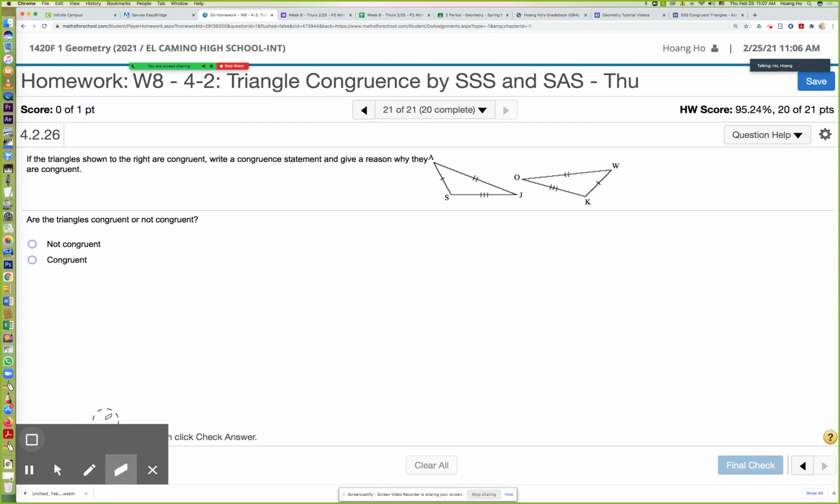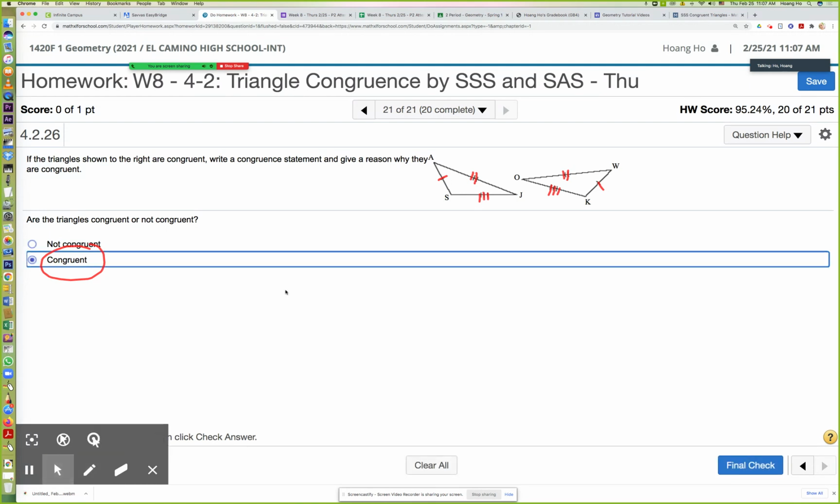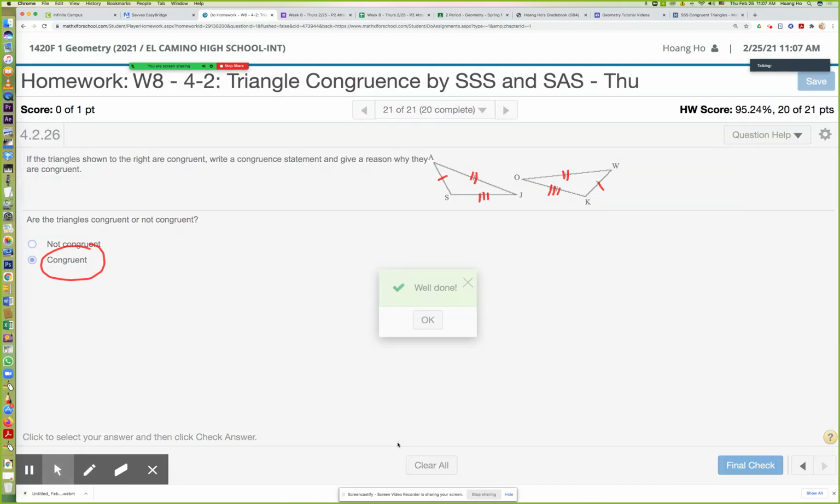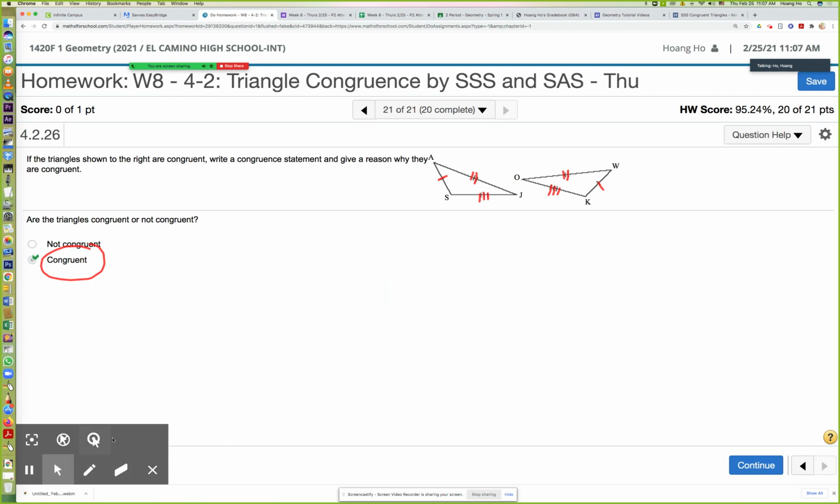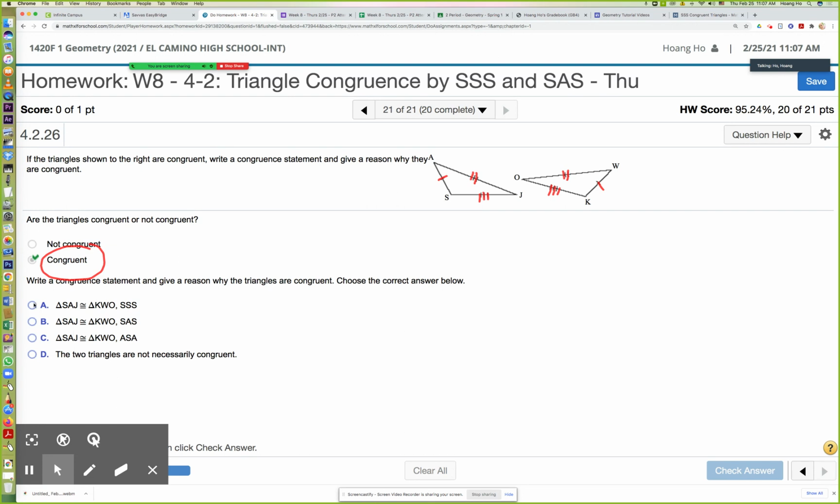Last one, same thing over here. One mark goes with one mark, two mark goes with two mark, and three mark goes with three mark. So these two triangles have to be congruent by side, side, side. So I choose congruent right here. Continue. I will choose the name side, side, side, and then we're done.